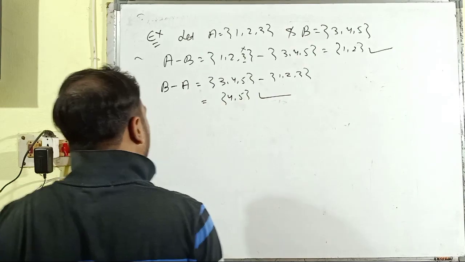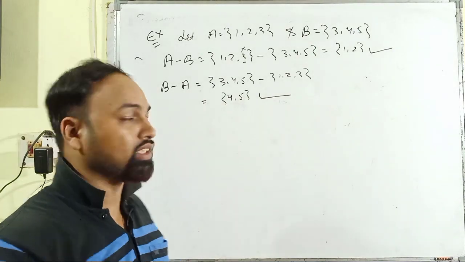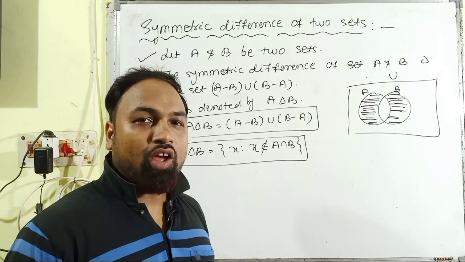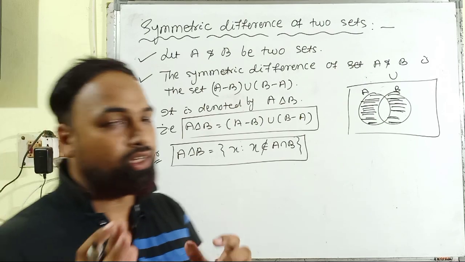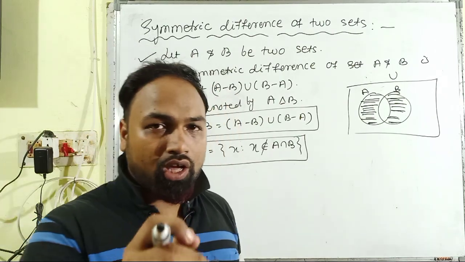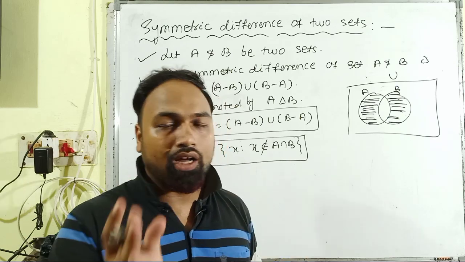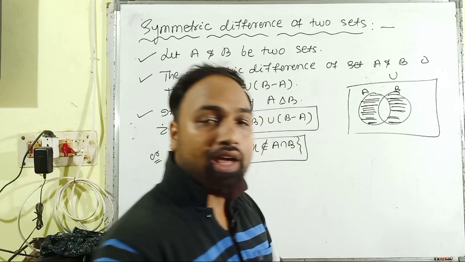So here it is the B difference A. So it is all about the difference of two sets. Now let us discuss the symmetric difference of two sets. Let A and B be two sets. The symmetric difference of A and B is the union of A difference B with B difference A. And this is the representation in the Venn diagram method.